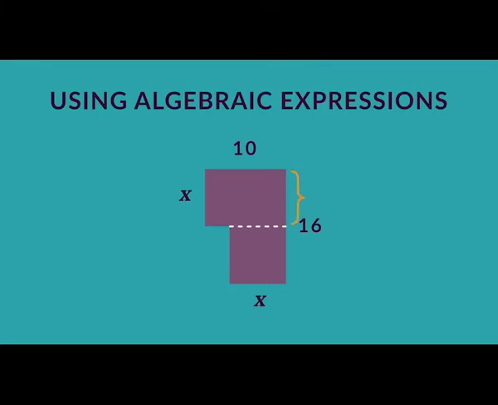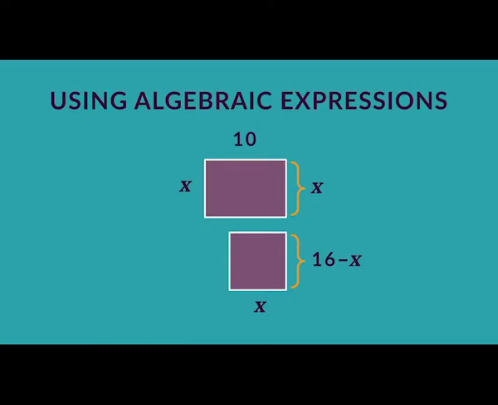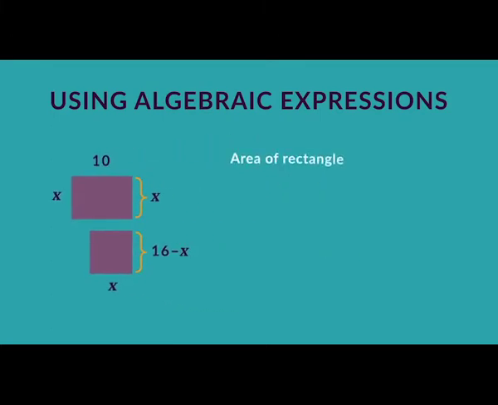Let's write a mathematical expression for the area using the information we have. The shape is made of two rectangles. The sides of the first rectangle are 10 meters and x. The sides of the second rectangle are x and 16 minus x. The total area is equal to the area of rectangle 1 plus the area of rectangle 2. The area of the first rectangle is equal to 10 times x, which we write as 10x. The area of the second rectangle is x times 16 minus x.